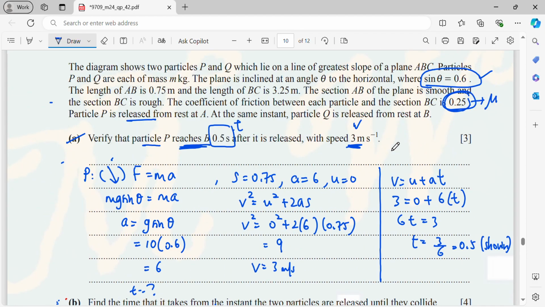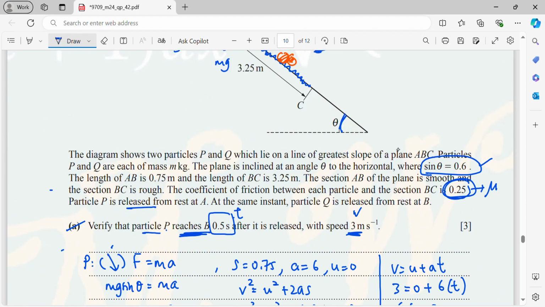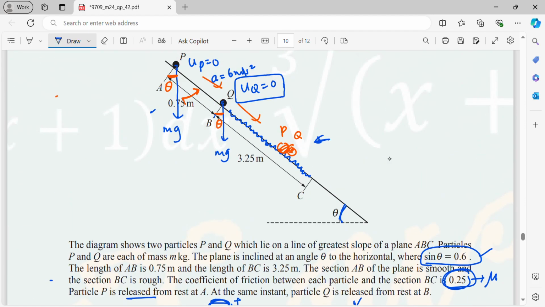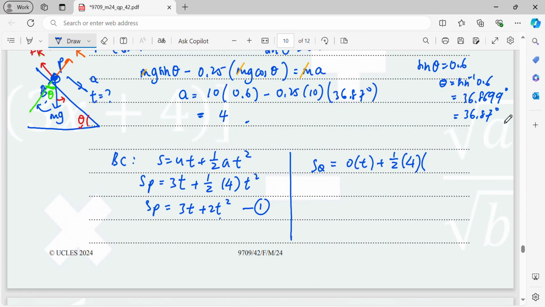Okay, and then now don't forget, before the P reaches B, it has traveled for 0.5 seconds because the P starting from the A. So means that for the Q, the Q has been traveled for T plus 0.5 seconds. Okay, because when P reaches B, it has been 0.5 seconds, right? So means that now here it will be T plus 0.5, then squared. So from here I simplify half times 4, that is 2. So 2 times T plus 0.5 squared, that is my SQ, second equation.